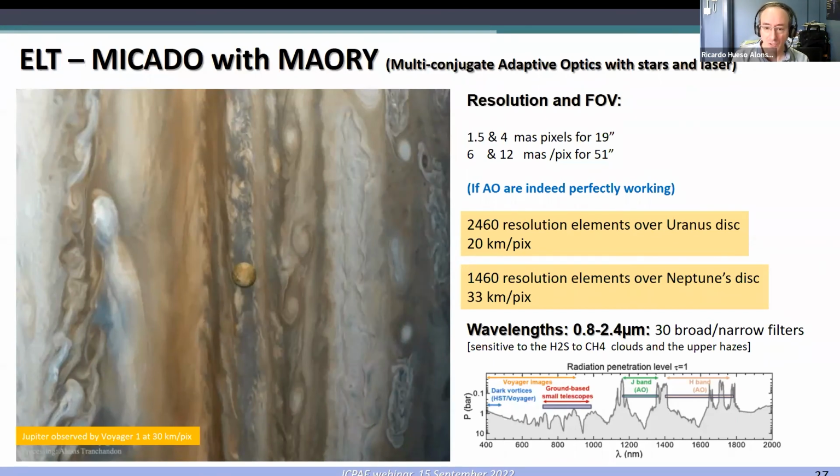And of course, with better spectroscopic resolution, with a multitude of filters from 0.8 to 2.34 microns, about 30 different filters in which you can observe at different depths of the atmosphere.